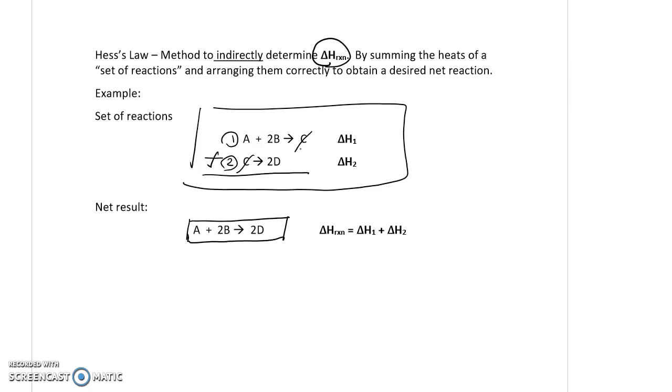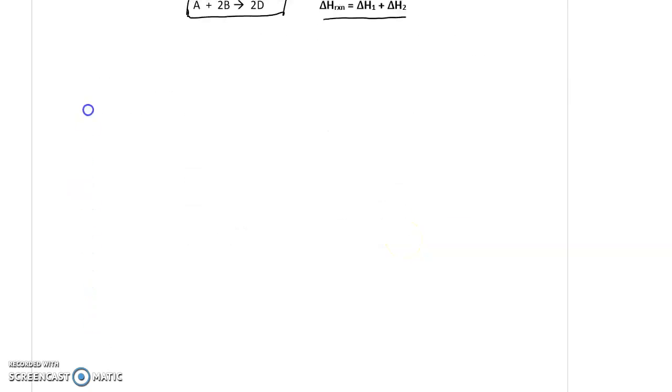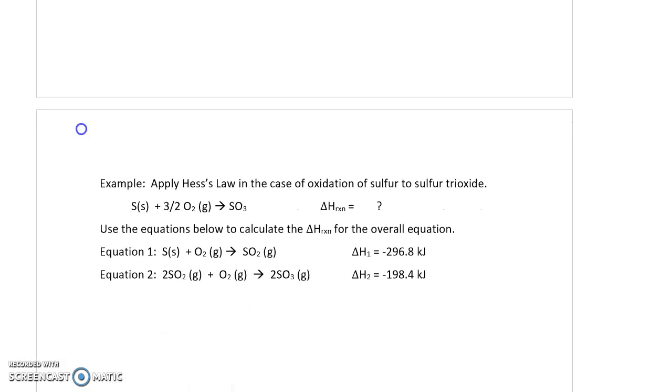And now if we take a look at this, our 1, we would just sum these up. We have A plus 2B in our reactants, and those are in our reactants. Then we have a 2D in our product, and that is in our product. Now, once you're done manipulating these reactions, you will simply just add up your delta H's. So here then, for the whole delta H of our reaction, we have our delta H1 and delta H2.